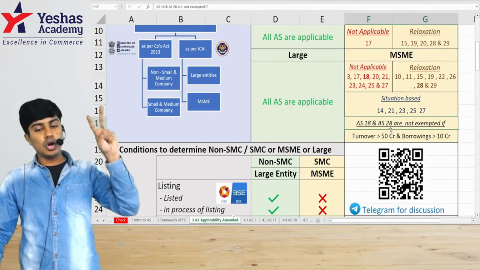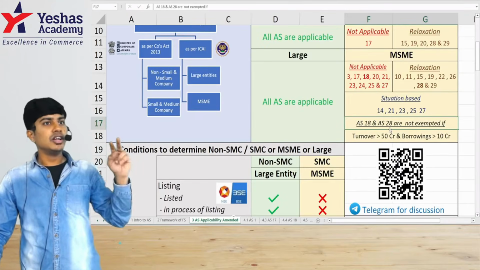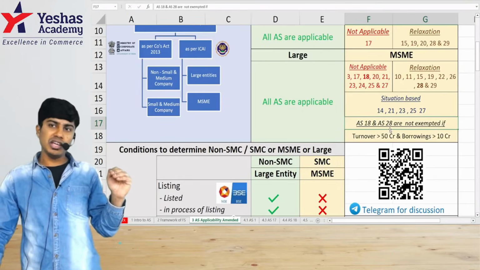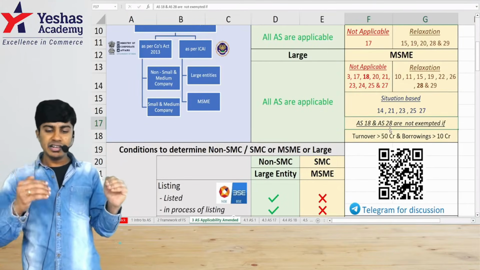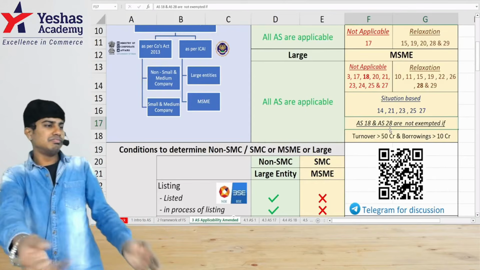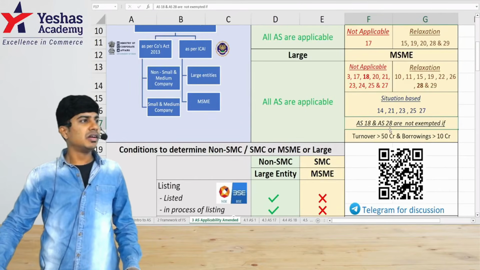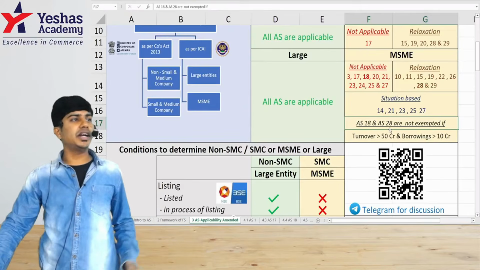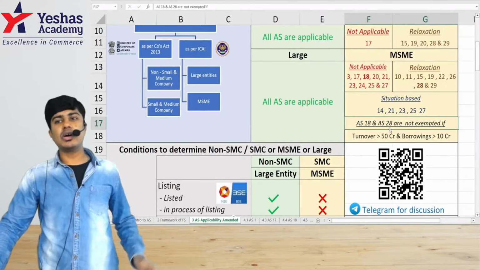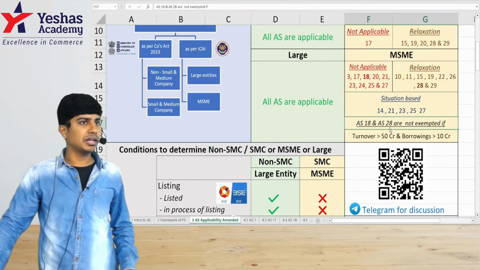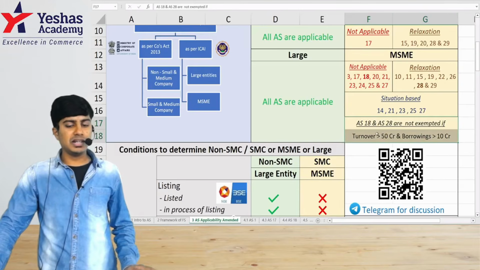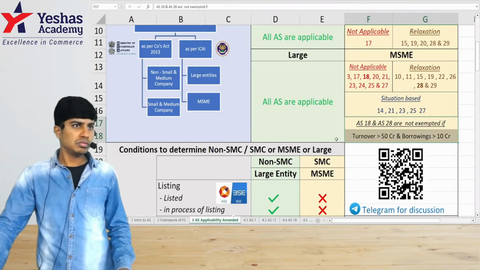For you to not have to follow 18 and 28, your turnover should be less than 50, your borrowing should be less than 10. Some new threshold has been given for non-corporate entities where applicability of accounting standards is as per ICAI's limit. This is something new. You can expect an MCQ on this anytime soon.